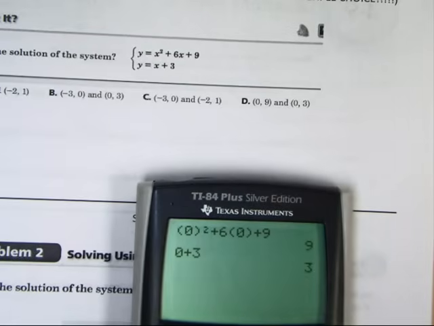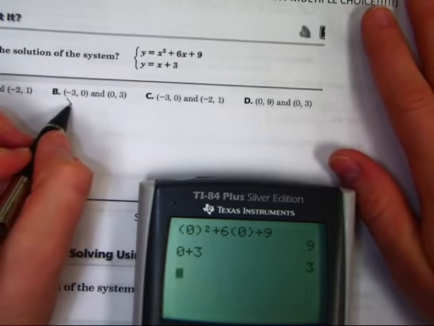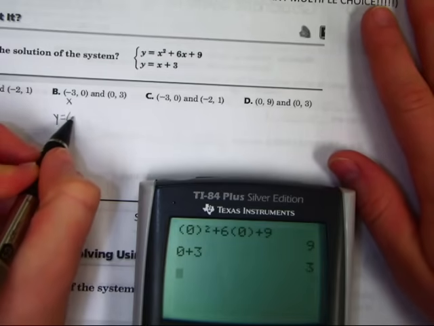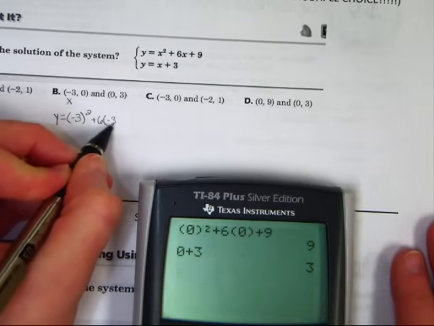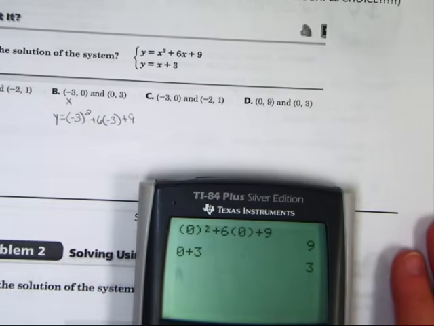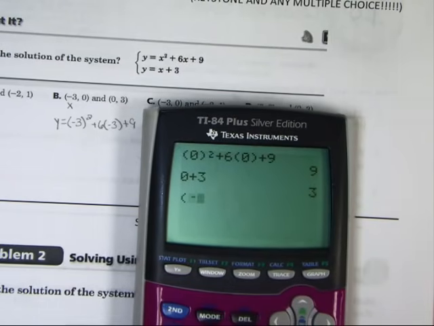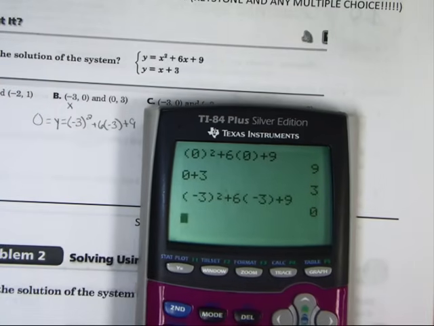I'm going to write this one out, okay, so that will help you understand. Let's plug this one in for x and see what we get out. We'll do y equals negative 3 squared plus 6 times negative 3 plus 9. Let's go ahead and plug it in and see what we get. Negative 3 squared plus 6 times negative 3 plus 9. We do get a 0 out. Okay, it works for the first equation.